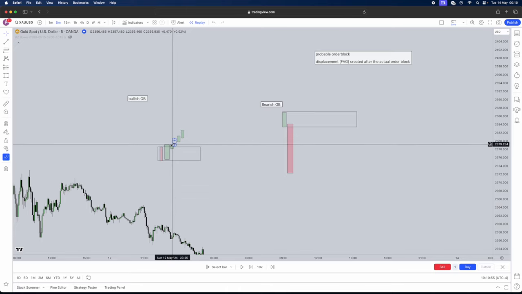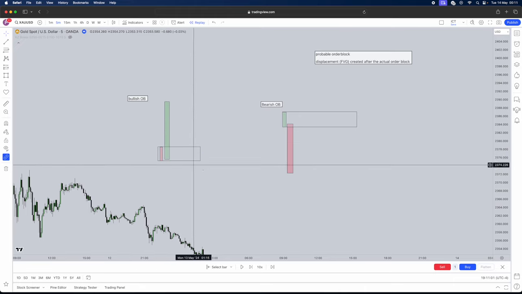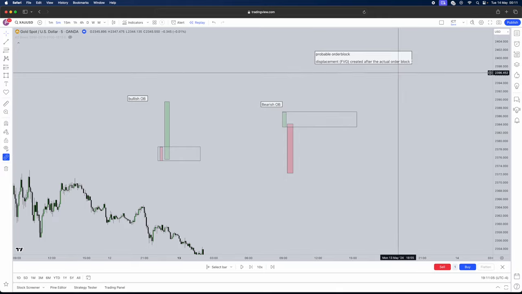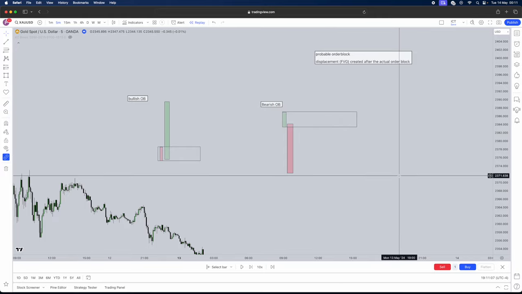You want big parabolic candles that identify as an order block, because those are the ones that are going to be probable, the ones that have a fair value gap after the order block. So remember this, very, very key: only be choosing order blocks with fair value gaps created after the order block. That's how you're going to actually find very, very probable order blocks.